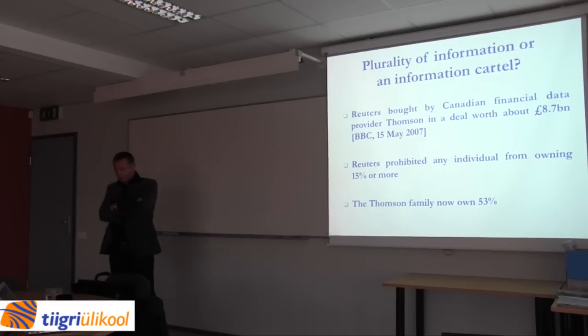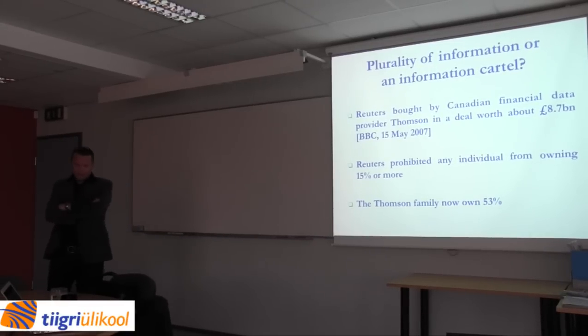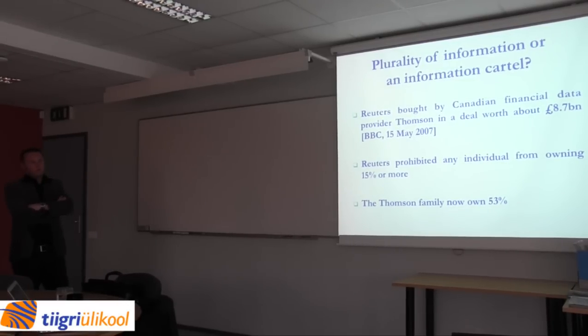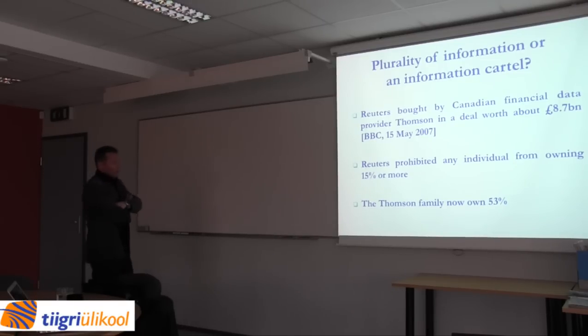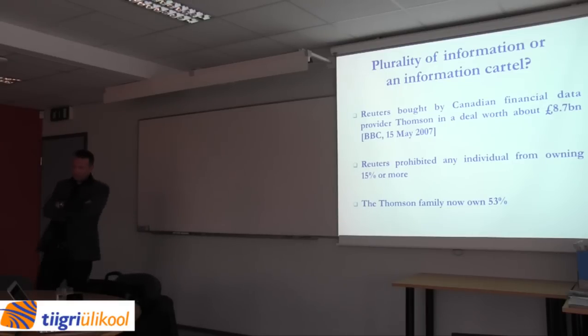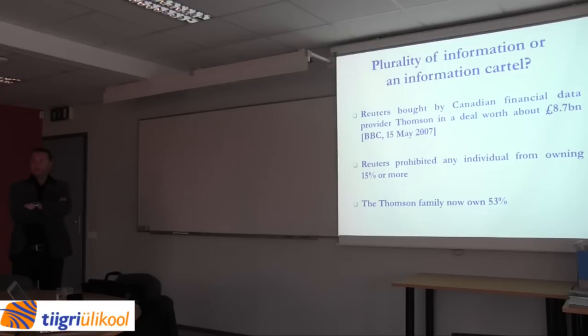It happens all the time that you read news where press agencies or marketing agencies are joining each other for financial reasons, for whatever. So what were the original rules? For example, Reuters at the beginning was prohibiting that 15% or more be owned by a single individual. Now this is not happening anymore.